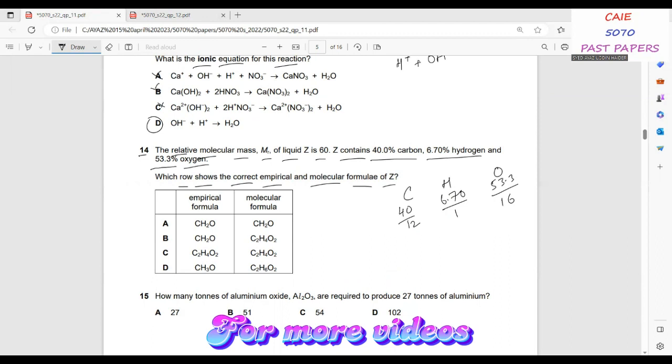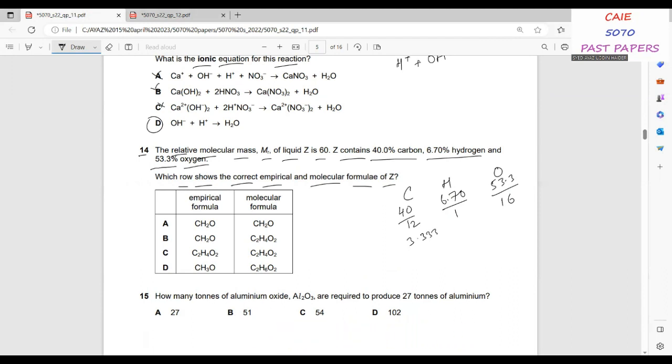40 divided by 12, 3.333. For hydrogen, we get the same answer because we divide by 1. What about oxygen? 53.3 divided by 16, 3.3315. So 3.3315 will be the smallest number here. So we'll divide all the numbers by 3.3315. Carbon will get 1, hydrogen will get 2, oxygen will get 1.